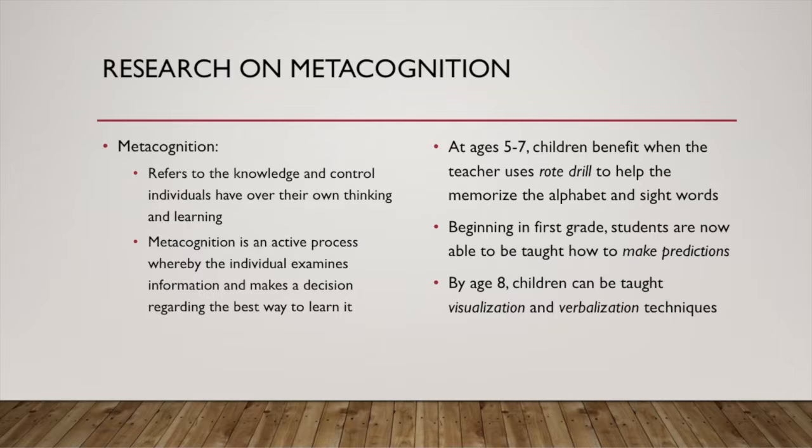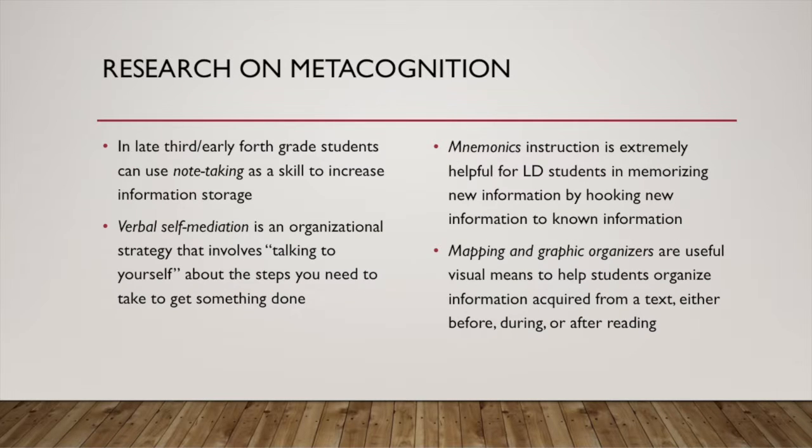In the beginning and first grade, so these are just the techniques that are used at different age levels to help with metacognition. And then in 5 to 7, it's rote drill. And then in first grade, they're taught how to make predictions, and then by age 8, children can be taught visualize and verbalize techniques. In late third or early fourth grade, students can use note-taking as a skill, and then verbal self-mediation is an organizational strategy that involves talking to yourself about the steps you need to take to get something done.